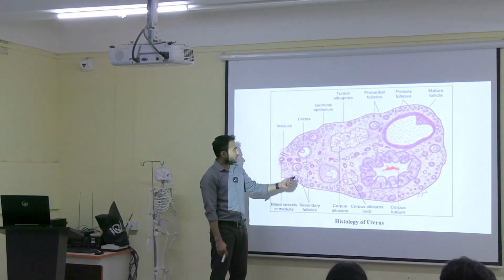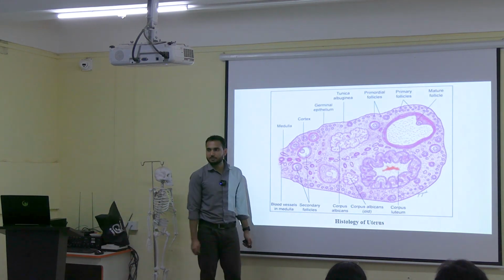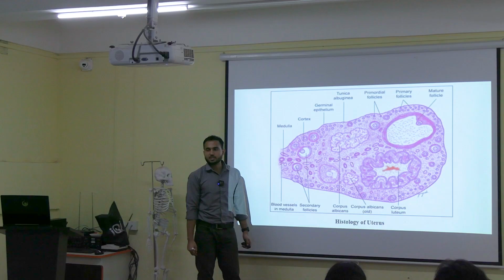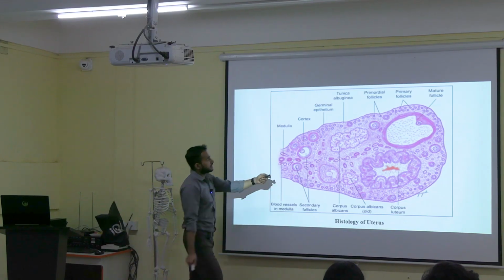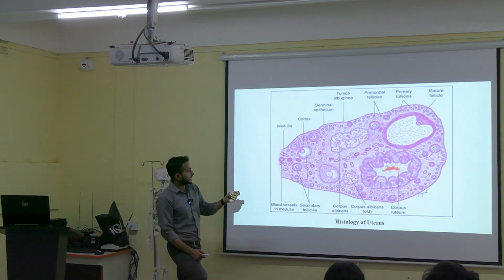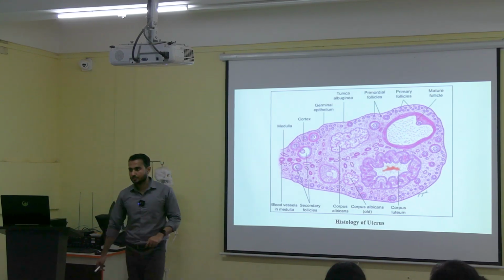Now in the cortex, first of all you can see the lining epithelium, which is called the germinal epithelium. This germinal epithelium rests on a connective tissue called the tunica albuginea. As you can see, this connective tissue part is the tunica albuginea. Next in the cortex, different stages of development of oogonia can be seen. I hope you can see the primordial follicles, then the primary follicle, then the secondary follicle, then a mature follicle. Then what is this? This is corpus albicans, this is also corpus albicans, and this is the corpus luteum. So these are the structures that can be seen.